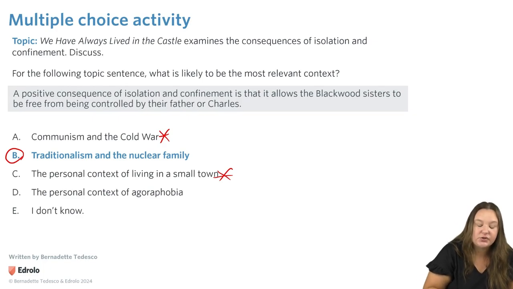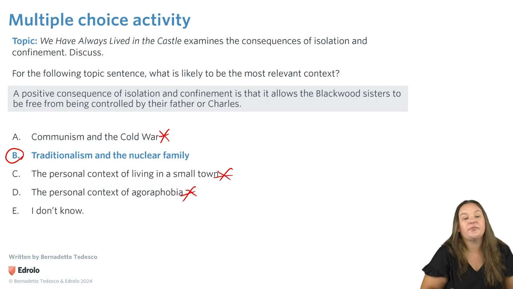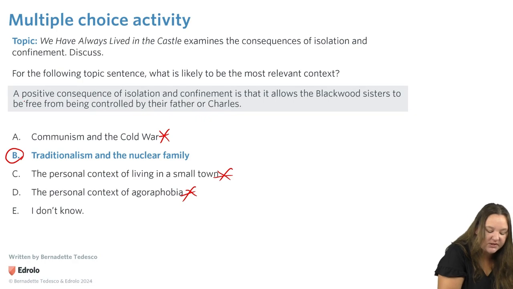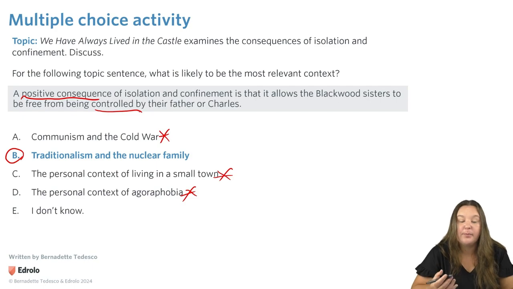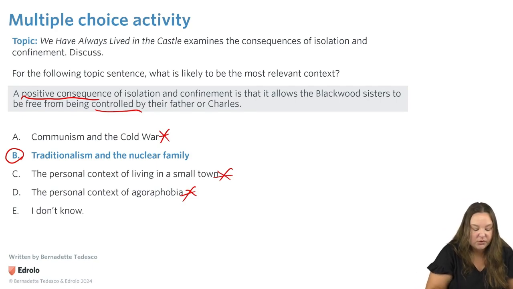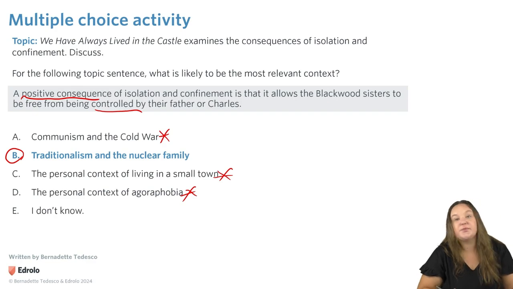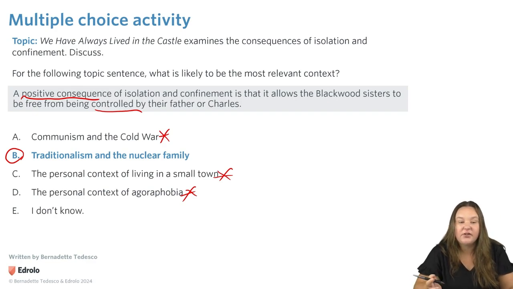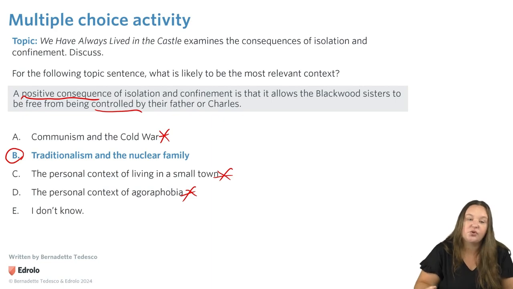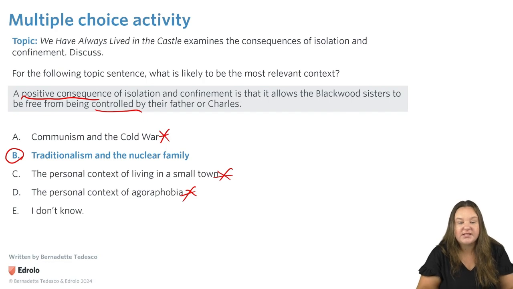And it also doesn't relate to the personal context of Jackson suffering from agoraphobia, because it's not about that feeling of being entrapped and scared to leave the house. Instead, it's talking about that positive consequence and not being controlled by male patriarchal figures. And so it's talking about the nuclear family, those patriarchal figures, the father or Charles trying to force control over the women within the family who they would see as subordinate to them.